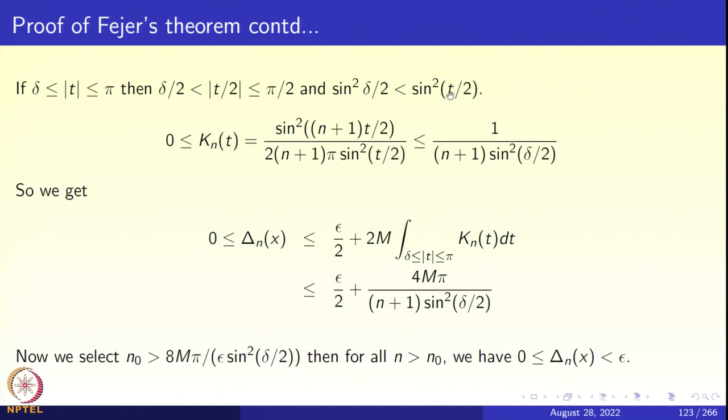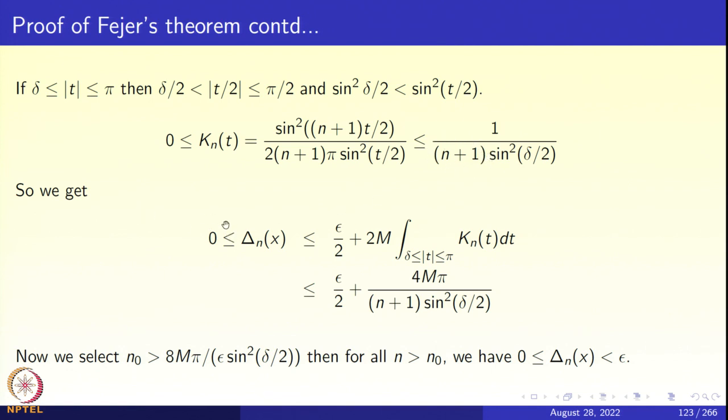Replace the denominator sine squared t by 2 by sine squared delta by 2. Numerator sine has been replaced by 1. 1 upon 2 pi anyway is less than 1. So this whole thing is less than 1 upon n plus 1 sine squared delta by 2. Now the delta is now fixed. It depends only on epsilon. And we got this 1 upon n plus 1 very conveniently.